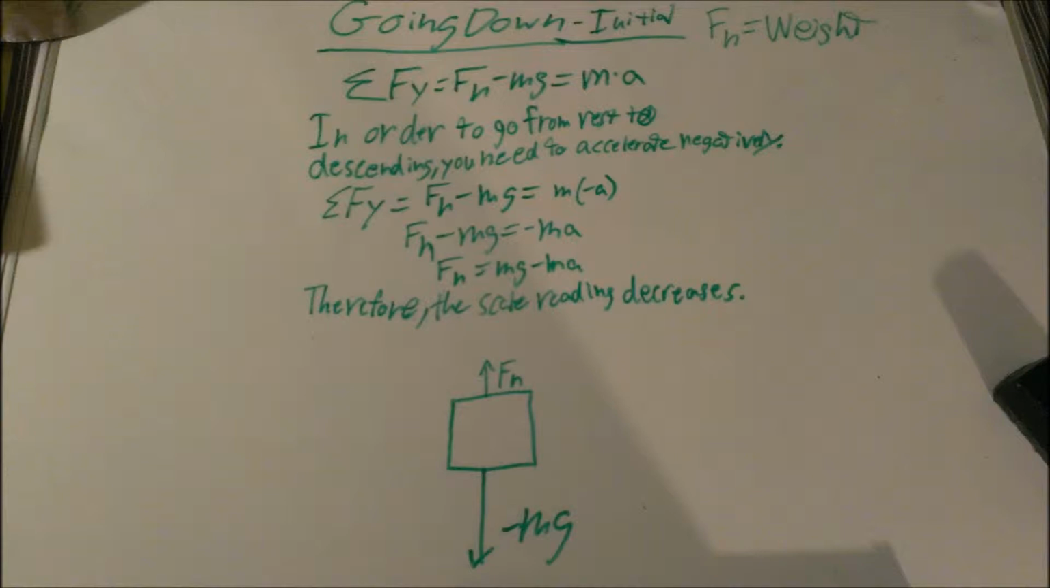So your normal force, or what the weight displays, is a decreased weight. And the free body diagram for this shows that the upward force, or Fn, is smaller than the downward force, or mg, so the elevator accelerates in the negative.